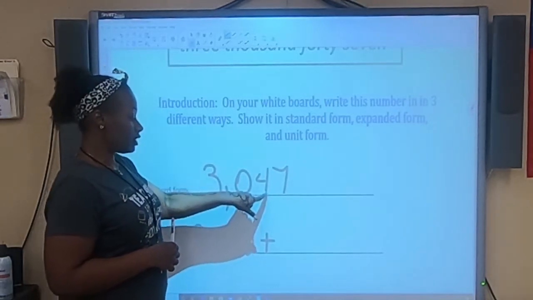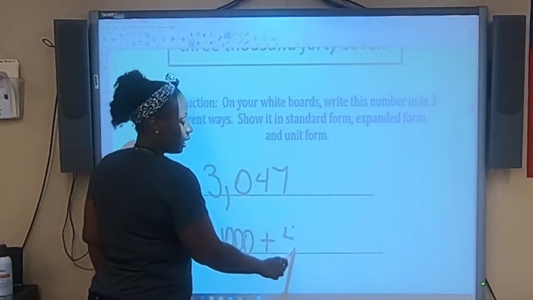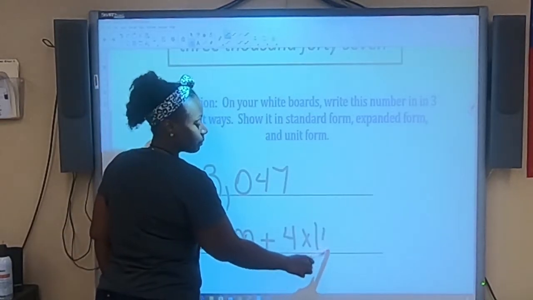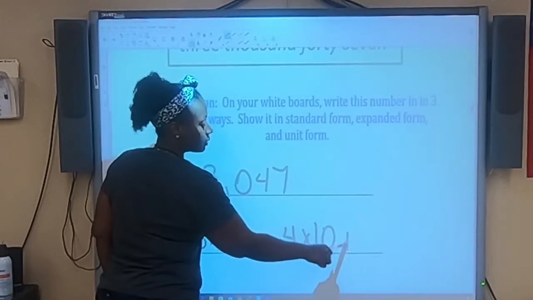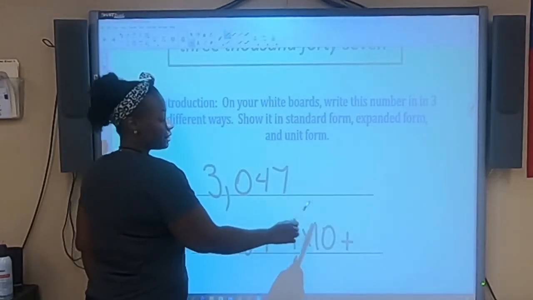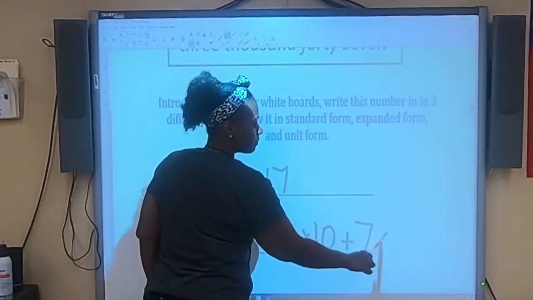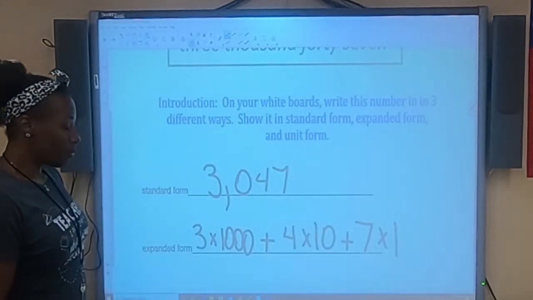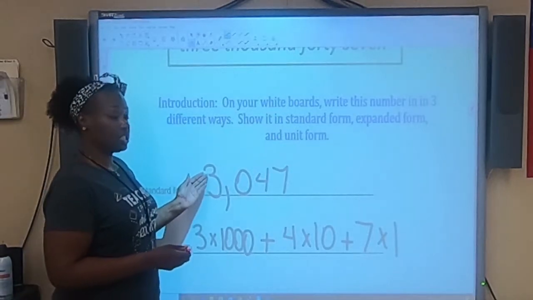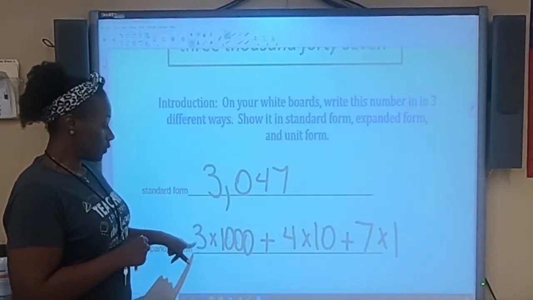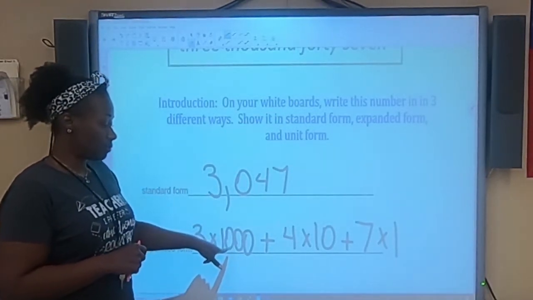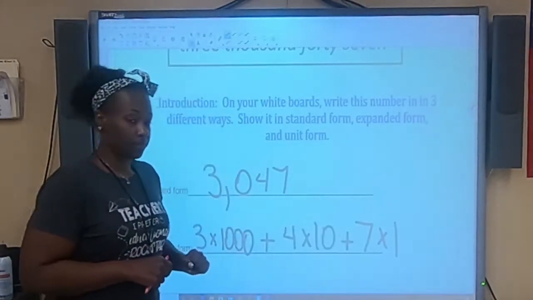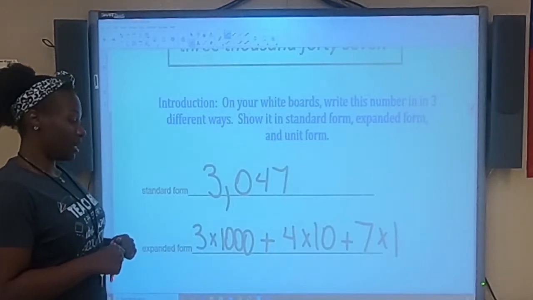Moving to my next digit, which is 4, I'm going to times it by its place value, which is the tens place. Plus my next digit, which is 7, and I'm going to times it by its place value, which is the ones place. So my expanded form is simply my digit times its place value. So we got 3 times 1,000 plus 4 times 10 plus 7 times 1. So that gives me my expanded form.